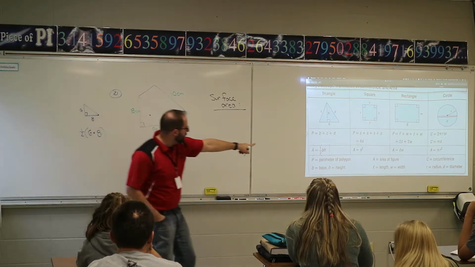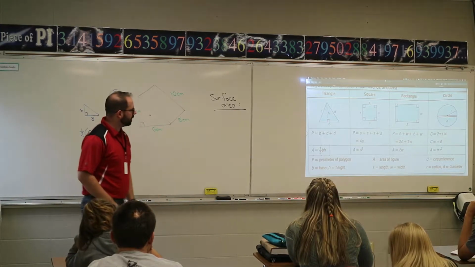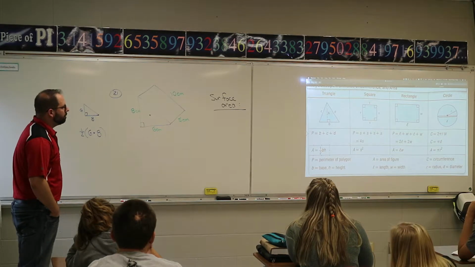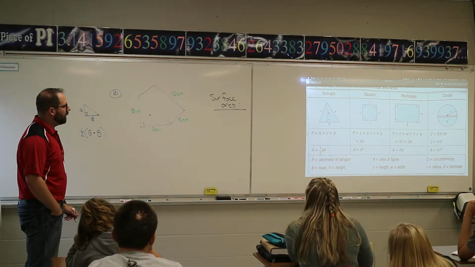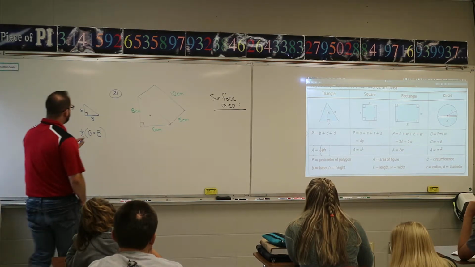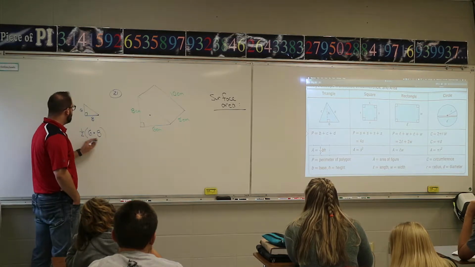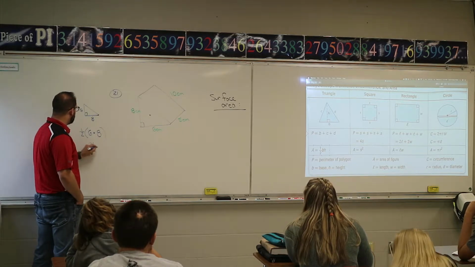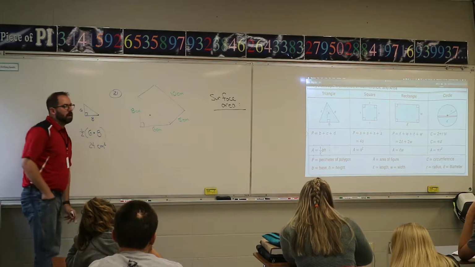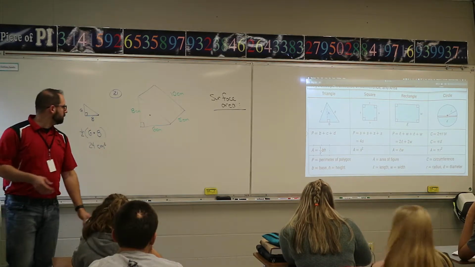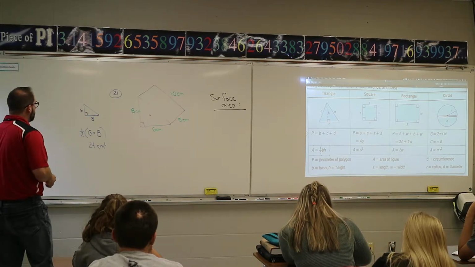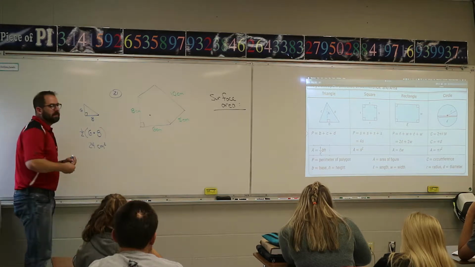That's the area formula. In fact, I have that highlighted right there, with a little box around it. So half the base times height. So now if I multiply this, 6 times 8 is 48, and I cut it in half, that's 24 centimeters squared. Does that make sense?